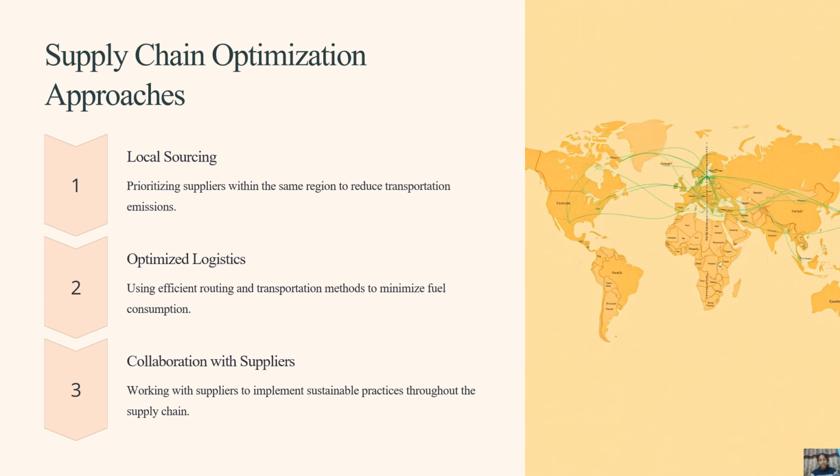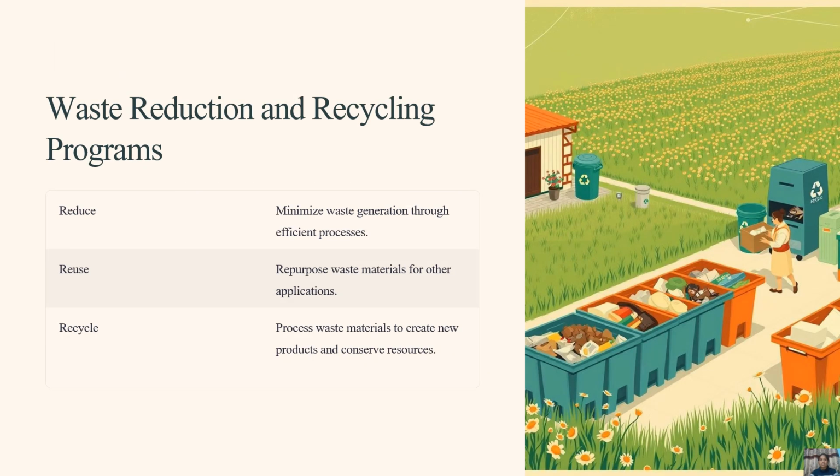Second one is optimized logistics: using efficient routing and transportation methods to minimize fuel consumption. Next is collaboration with suppliers: working with suppliers to implement sustainable practices throughout the supply chain. The next one is waste reduction and recycling programs. There are three R's: reduce, reuse, and recycle.